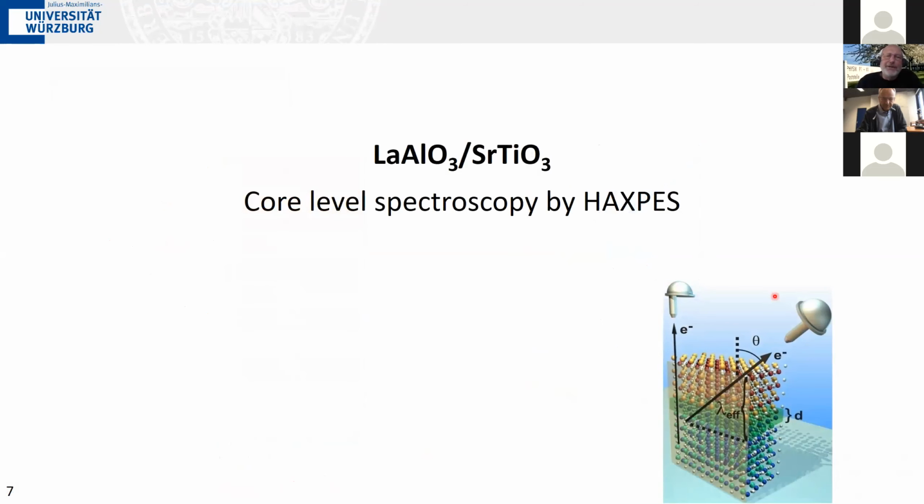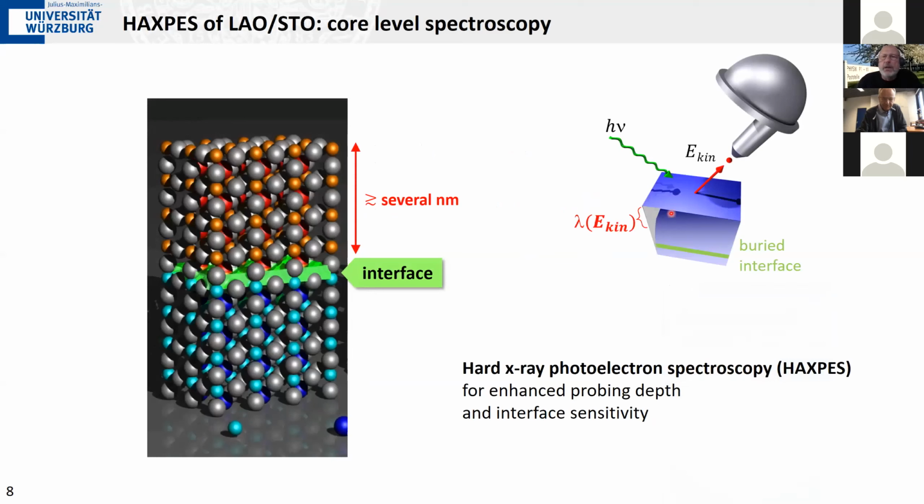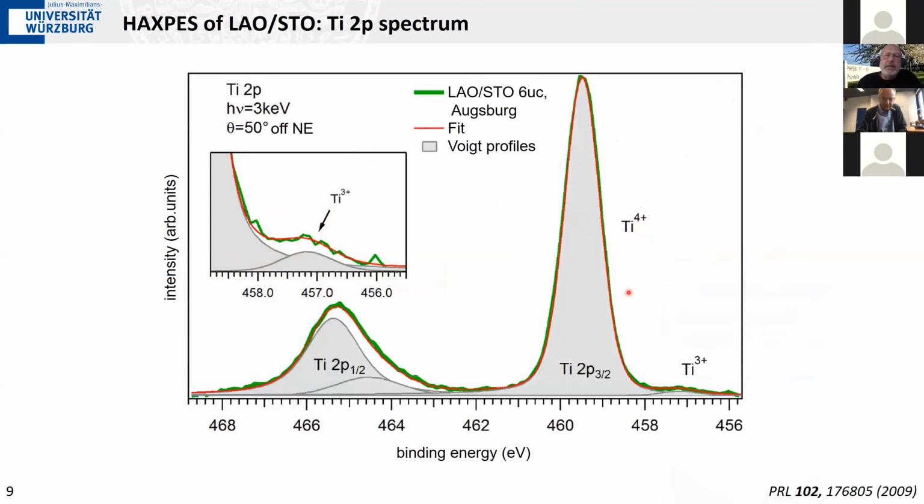For that, of course, I will use photoemission spectroscopy, and the first thing that I will be looking at are the core levels, because that's the easiest thing to do. And because we want to probe the interface here, which is some nanometers below the surface, I need high probing depth, and that's why we go to hard X-ray photoelectron spectroscopy. Right, here's the picture. We have a certain penetration depth. Here's my buried interface that I want to study, and I can only reach it if I have high enough photon energy. We do this here with 3 kiloelectron volts.